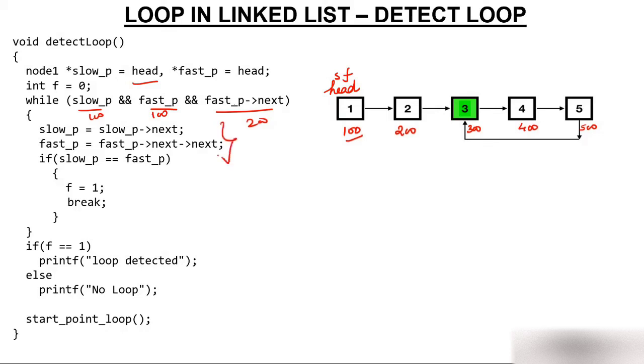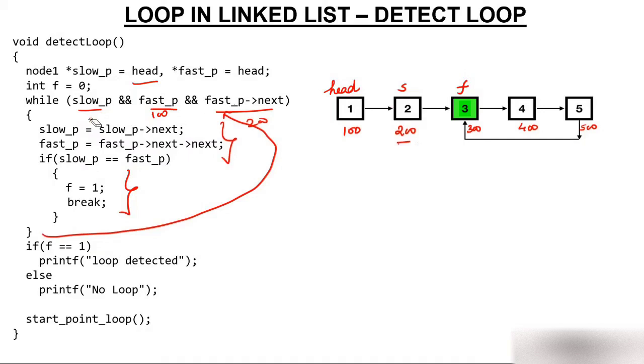I'll move inside, and I request you to kindly watch the video, I'm moving very fast here. Slow will have slow next, slow will come to the next position. Fast will be moved twice, fast next next. Fine. I'll check is slow equal to fast. No, slow is 200 and fast is 300. So I'll not go inside this block. And again, I'll check the condition of the while loop.